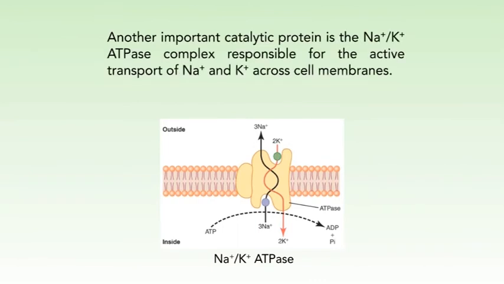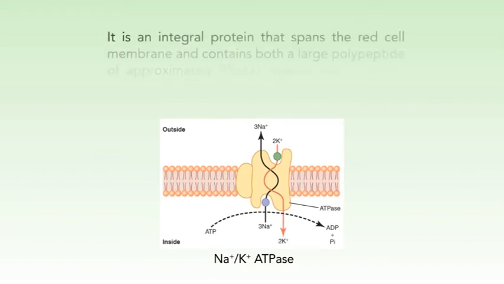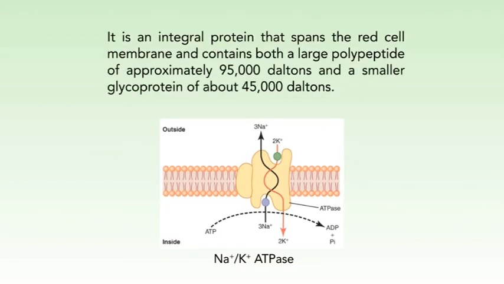Another important catalytic protein is a sodium-potassium ATPase complex responsible for the active transport of sodium and potassium ions across cell membranes. It is an integral protein that spans the red blood cell membrane and contains both a large polypeptide of approximately 95,000 daltons and a smaller glycoprotein of about 45,000 daltons. Besides the catalytic proteins we just mentioned, there are at least 35 to 40 enzymes, including glucose transport proteins, whose activity is confined to the membrane.